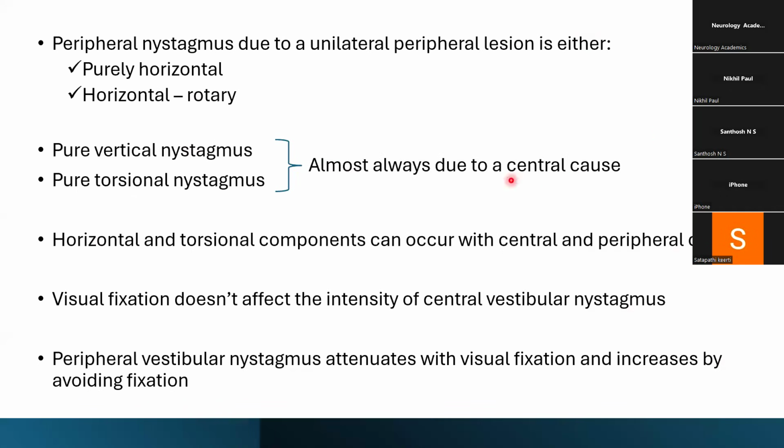So again, some more points to differentiate it. If it's a pure vertical or a pure torsional nystagmus, it's almost invariably due to a central cause. In a unilateral peripheral lesion, it can be purely horizontal, horizontal rotatory, or have vertical components also. This is the important part. Visual fixation can suppress the peripheral nystagmus. So even in a patient with BPPV, when we're looking for nystagmus, when we're doing a Dix-Hallpike maneuver, we should not ask the patient to fix his gaze on something, because fixation can actually abolish this nystagmus.